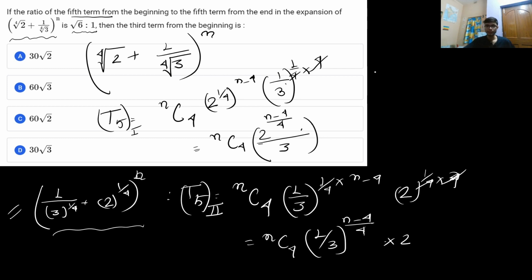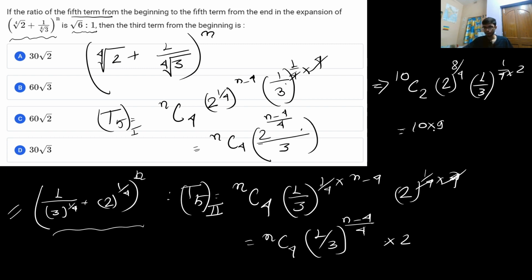With n equal to 10, you only have to look for the third term from the beginning of this binomial expansion. The third term from the beginning will be 10C2, 2 raised to the power 8 by 4 into 1 by 3 raised to the power 1 by 4 into 2, and this will yield 10C2, that is 10 into 9 by 2 into 2 square, that is 4, divided by root 3 divided by root 3. So from here if you cancel, this is 45 into 4.